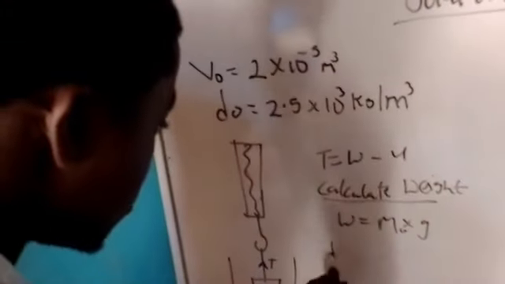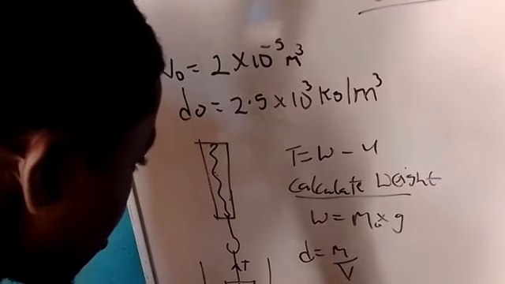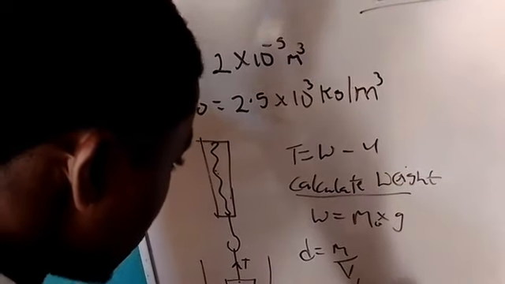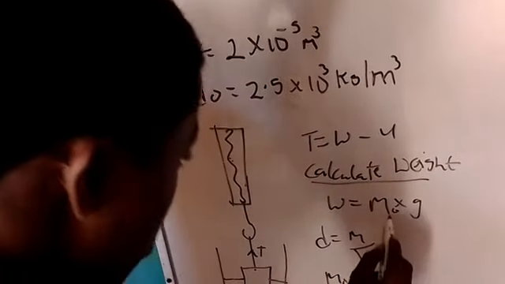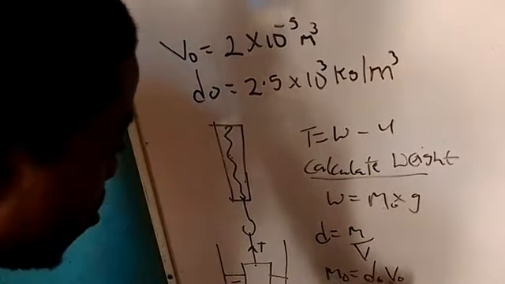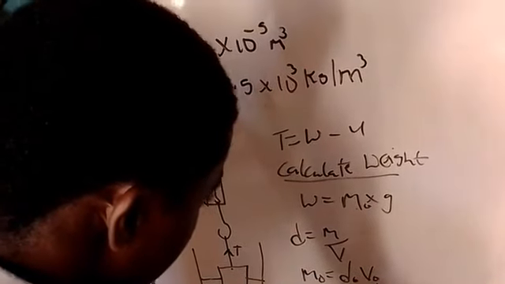Since density is equal to mass over volume, that means the mass of the object is equal to what? Density of the object multiplied by volume of the object. So the weight is equal to density of the object multiplied by volume of the object multiplied by g.